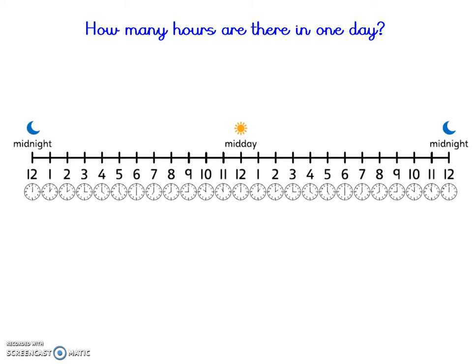We then count a set of 12 hours until we get to midday. And then from midday to midnight again, it's another 12 hours. So we've got 12 hours which we class as AM and 12 hours which we class as PM.